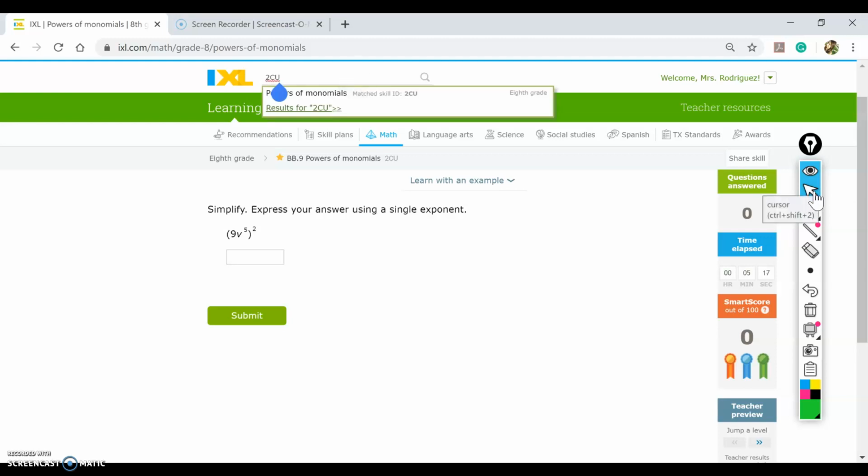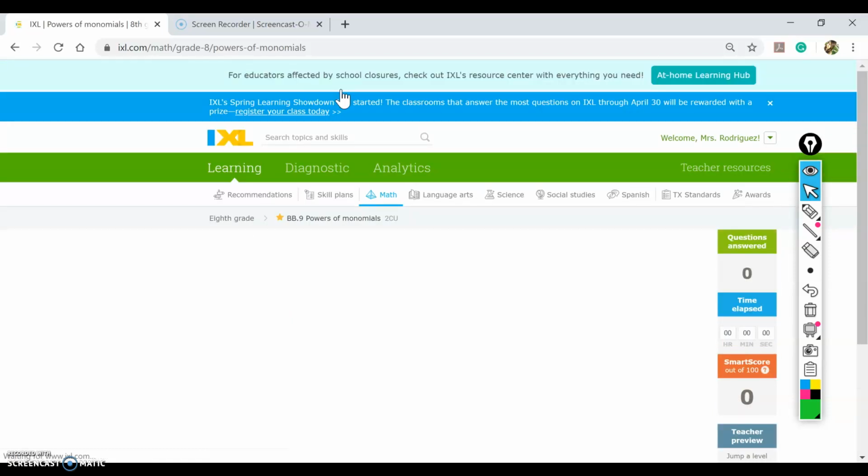For example, the skill I will be explaining in this video is 2CU. If you don't know how to get there, just go to the search bar on IXL and type 2CU, and you should be able to see the skill. If you click on this one, it'll take you to the same screen. Let me just click on it so you can see how it takes me to the same screen.